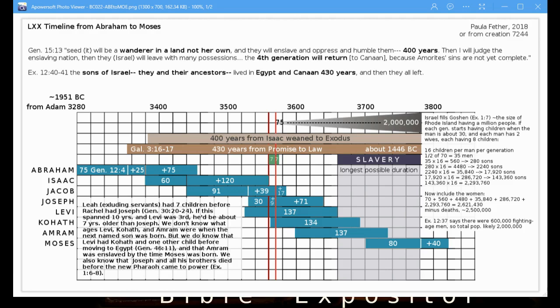So there you go. I think that's all for this part of the lesson, and next time we'll go on to chapter 3 of Exodus.